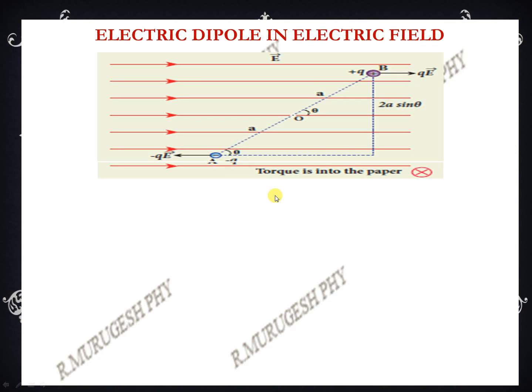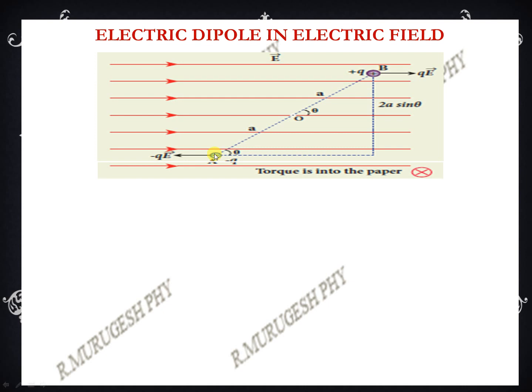So look at this diagram. We have drawn equispaced parallel lines shown in red color that indicate uniform electric field. What does it mean by uniform electric field? If the field at every point is the same, both in magnitude as well as in direction, then we say the field is uniform field.